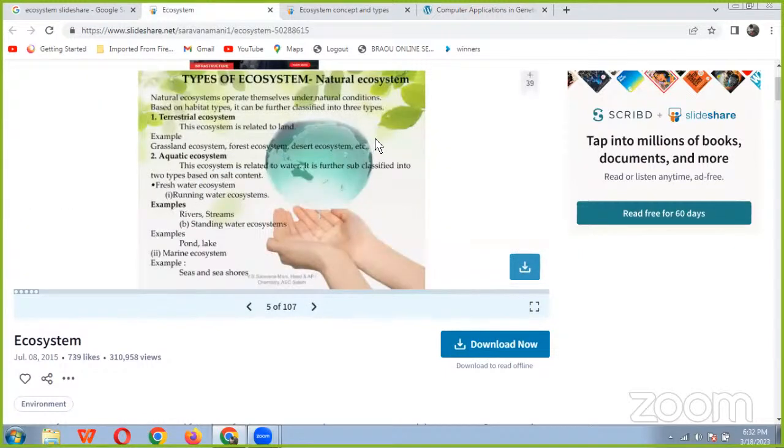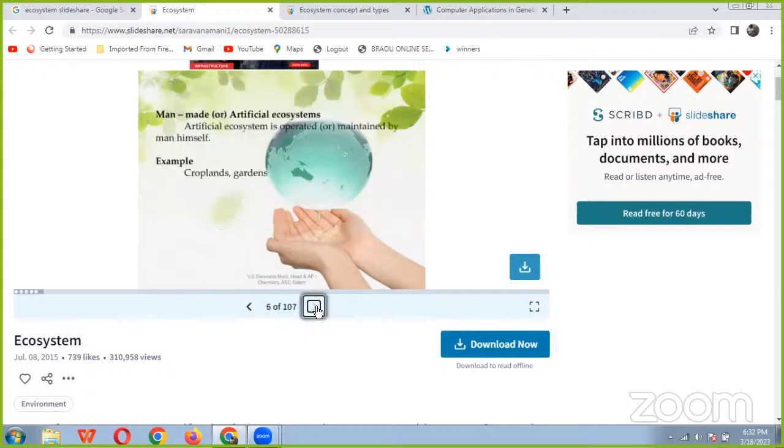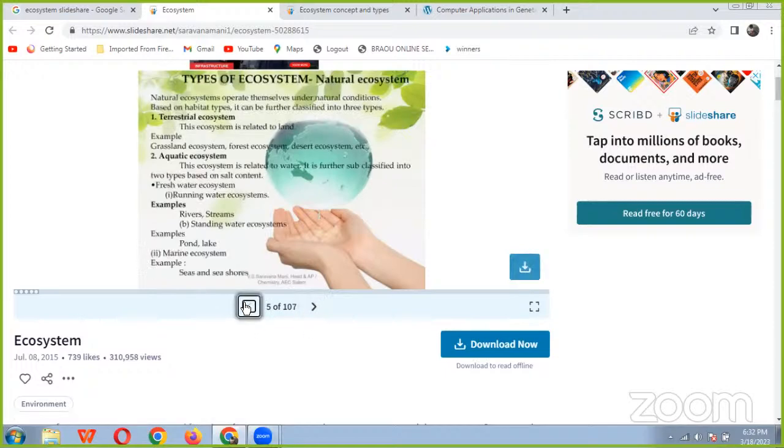Okay, types of ecosystem. What are the types of natural ecosystem? Natural ecosystems can be divided into three types based on habitat: terrestrial ecosystem, aquatic ecosystem, and next, the man-made or artificial ecosystem. These are the three types of ecosystem: mainly terrestrial, aquatic, and man-made.